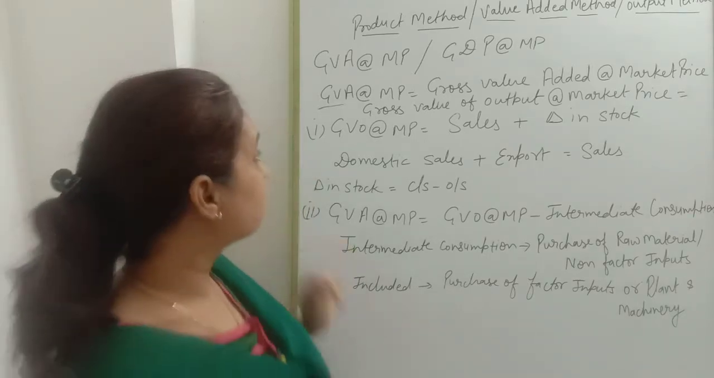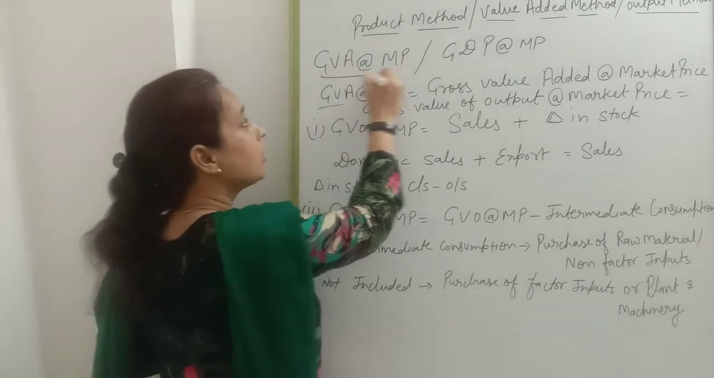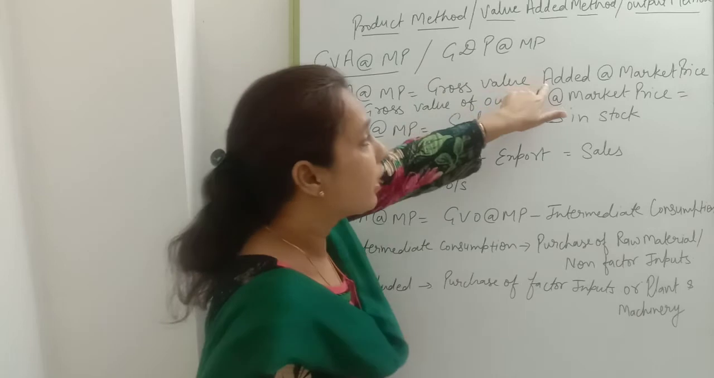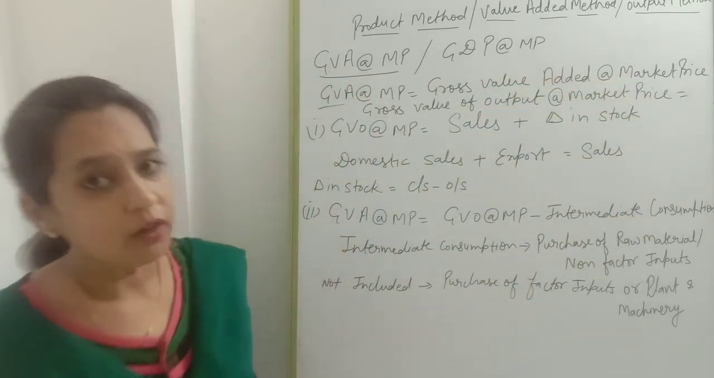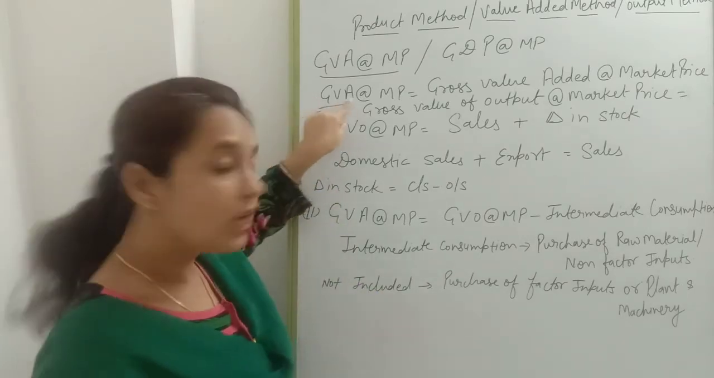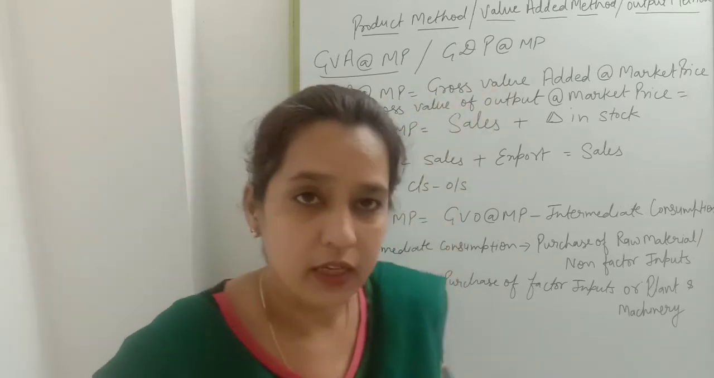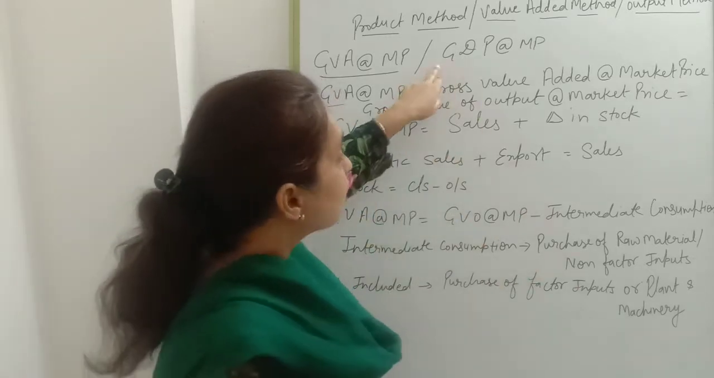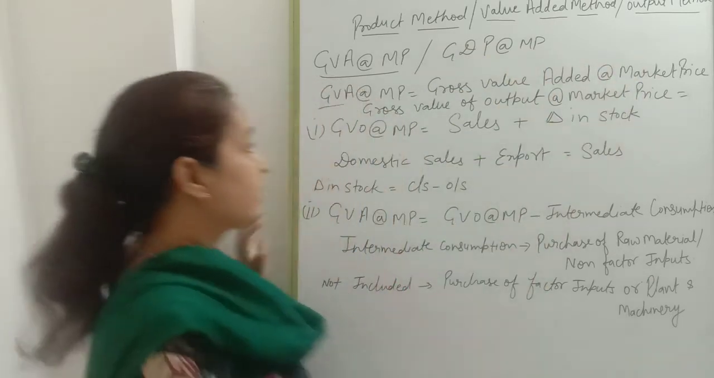First of all, from this method we are able to calculate GVA at the rate of MP. GVA means gross value added at the rate of market price. From this method, we are able to find out GVA at the rate of MP, which is equivalent to gross domestic product at the rate of market price. Clear?